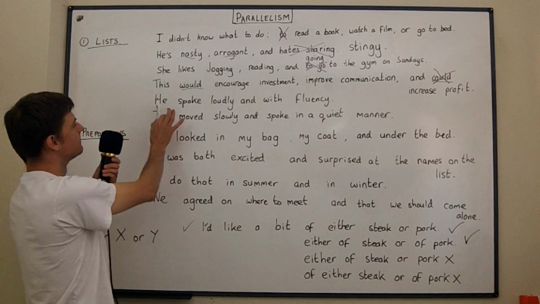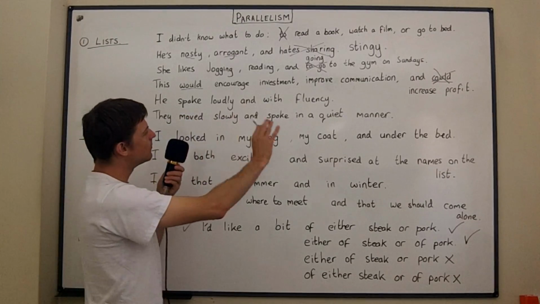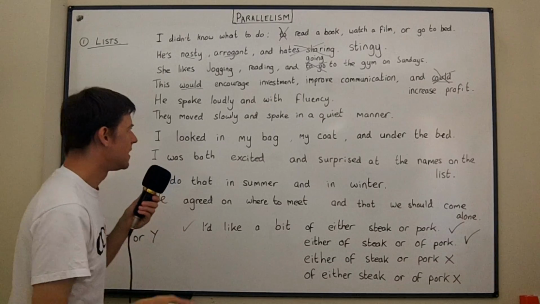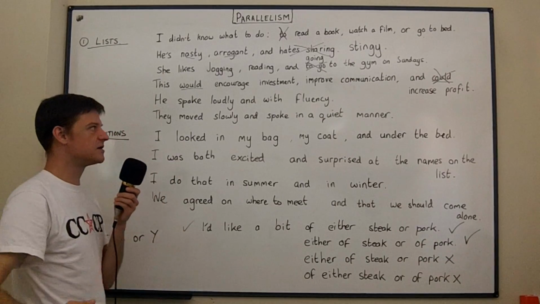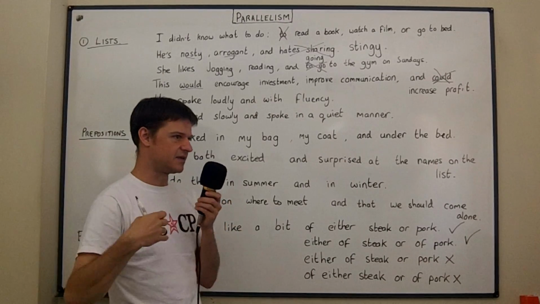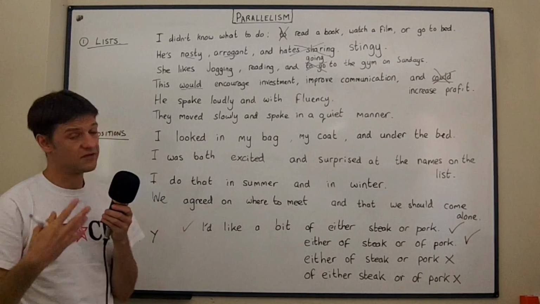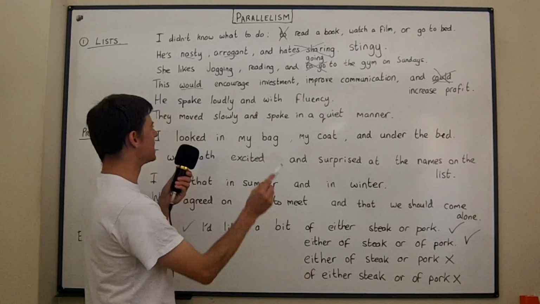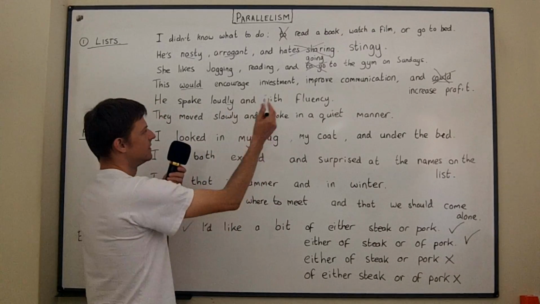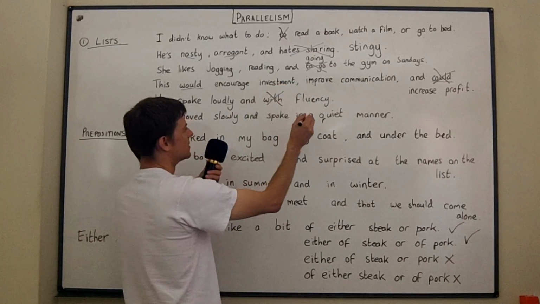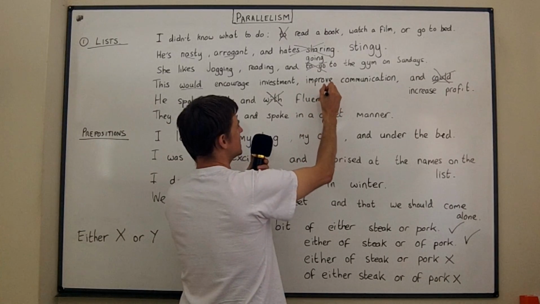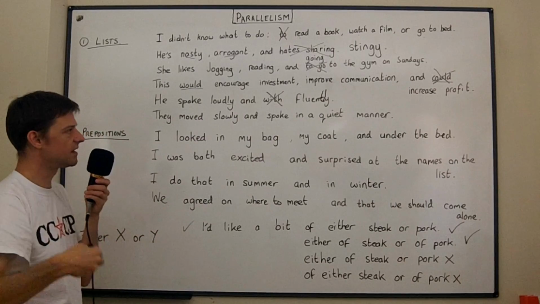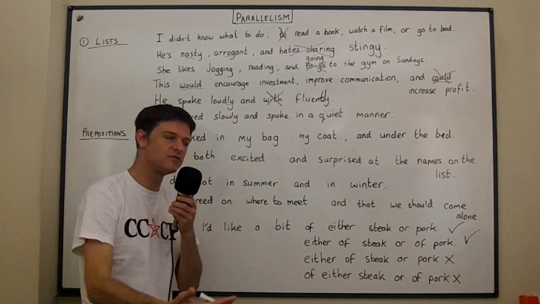Okay, look at the next one. He spoke loudly and with fluency. Now, this one's really quite subtle. I think we can all understand that there is a way of making this sound a little bit more fluent, a little bit nicer and a little bit more natural, and that is to keep the ly and get rid of that preposition. Yeah, fluently. I can just change that like that. He spoke loudly and fluently, and it sounds much better.